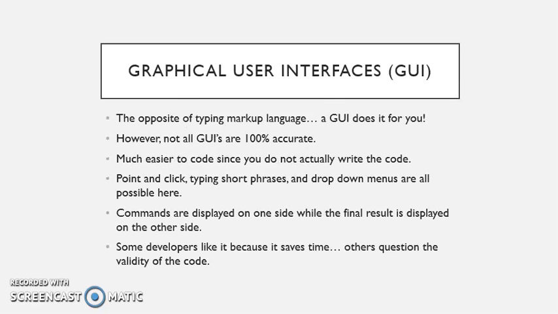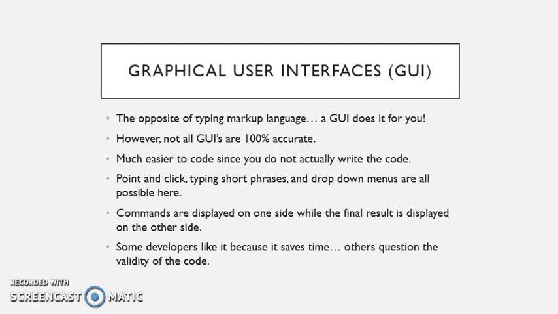GUIs, also called graphical user interfaces, are kind of the exact opposite of a typing markup language. The GUI does the typing for you. However, we use caution here because not all GUIs are 100% accurate. It's much easier to code since you don't actually have to write the code.